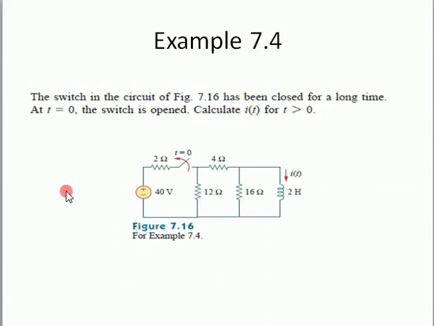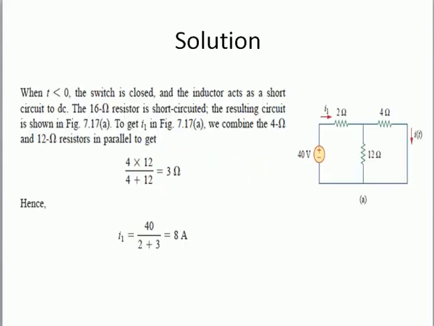Now see one more thing: this 16 ohm resistor is in parallel with this inductor. So if the inductor is short circuited, then it is understood that the resistor is also short circuited. That's why the 16 ohm resistor is not present here. So when t is less than 0, the switch is closed and the inductor acts as a short circuit to DC. The 16 ohm resistor is also short circuited, so the resulting circuit is shown in this figure.